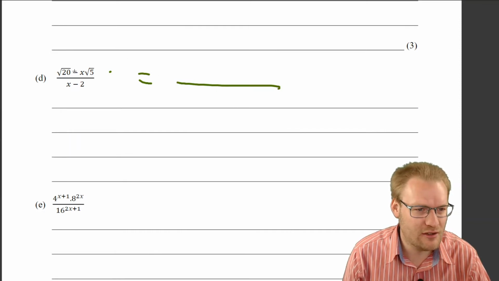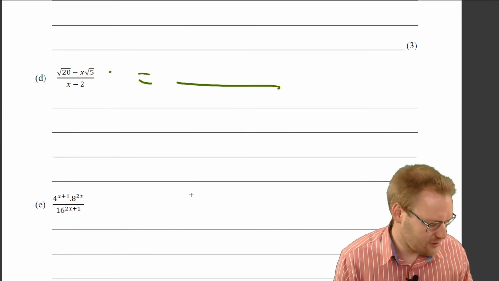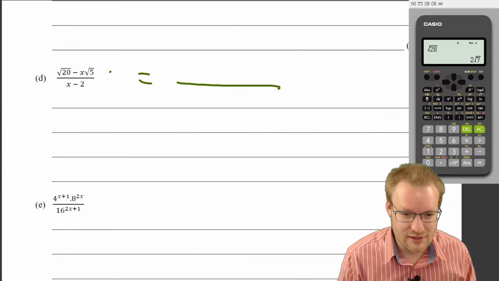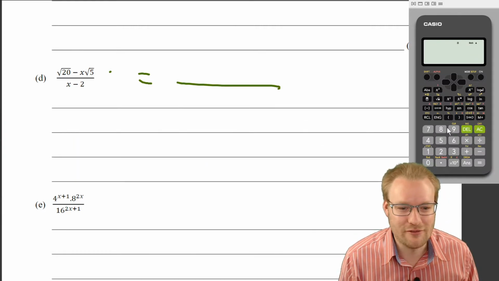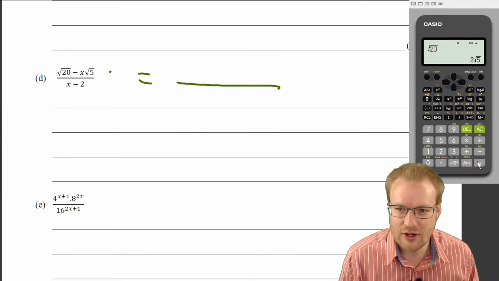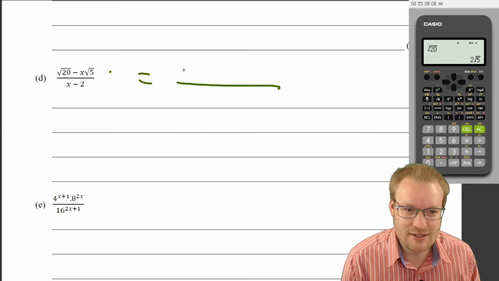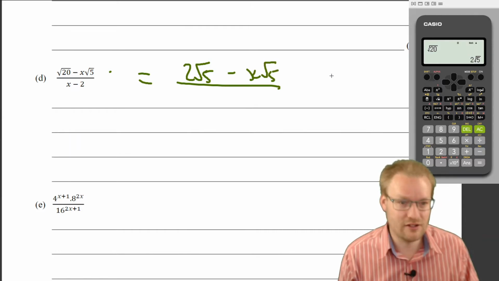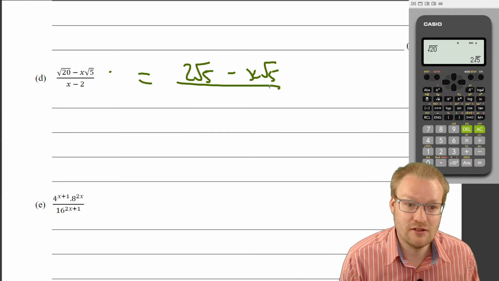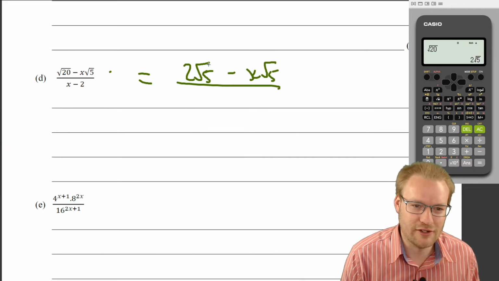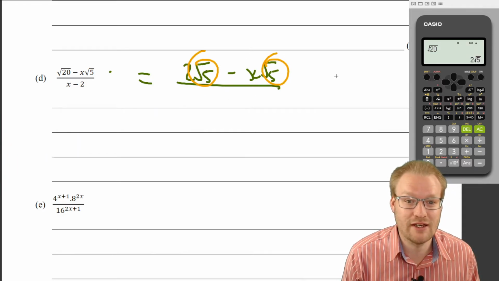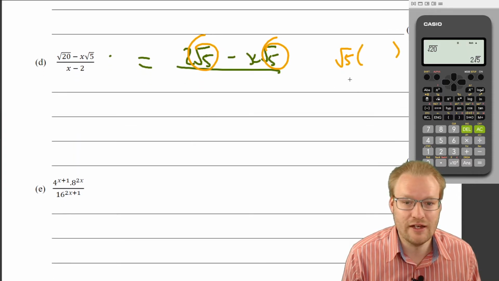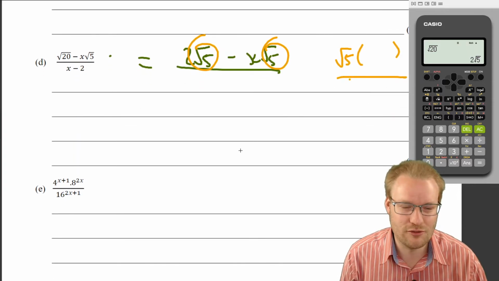So here, it doesn't look like there's anything common, but there's square root 20, square root 20, remember, no calculators. That's the same as 2 square root 5 minus x square root 5. All of a sudden it looks like there's something common. There it is, the square root 5. So we can take that out as our common factor.